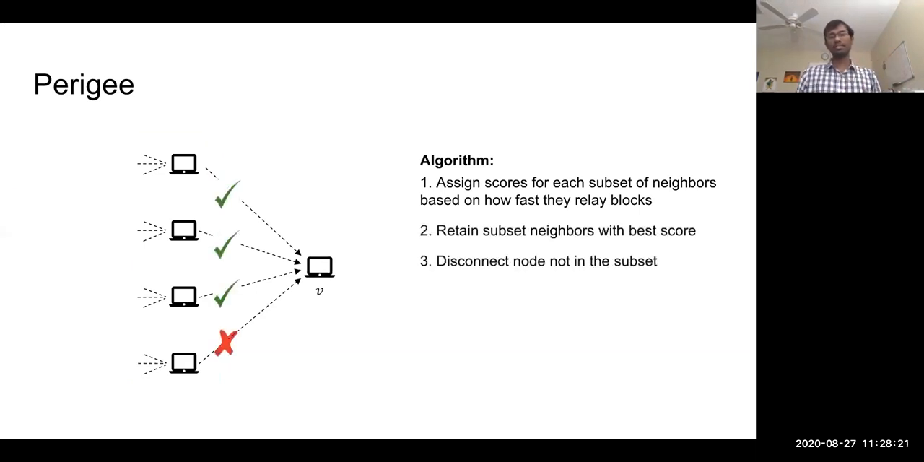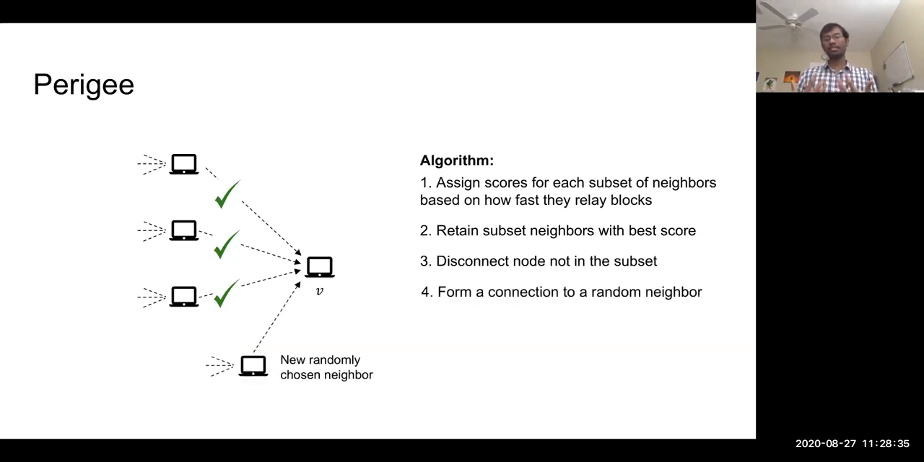Now, once this score has been assigned, in the next step, B is going to retain that subset of neighbors having the best score, and it's going to disconnect from the others. In order to maintain this degree bound, since it disconnected from some neighbors, instead, it's going to randomly pick some other neighbors, and it's going to form connections to them. And this process is going to continue periodically.